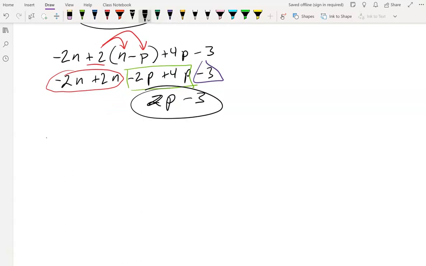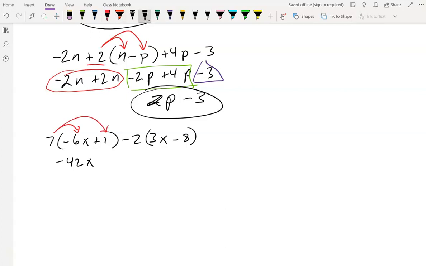We're going to do 7 multiplied by negative 6x plus 1 minus 2 times 3x minus 8. Wow, okay. So we're going to use the distributive property because it's fun. We're going to distribute the 7 into negative 6x. 7 times negative 6 is negative 42x. 7 times positive 1 is positive 7.